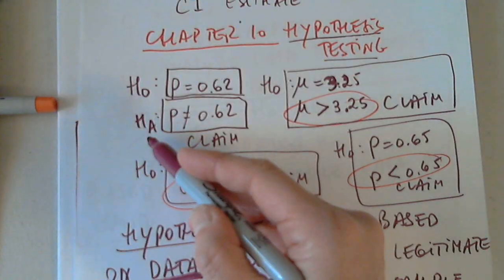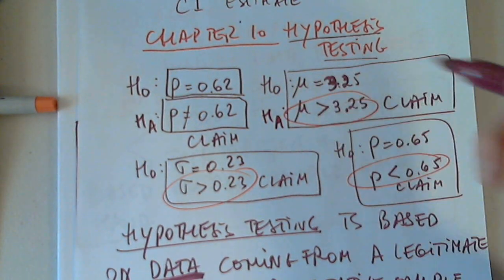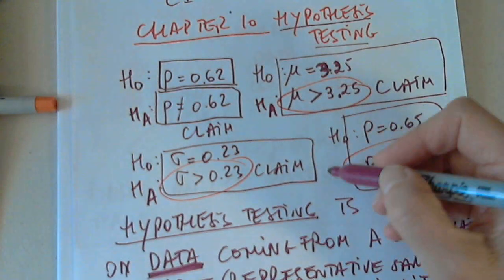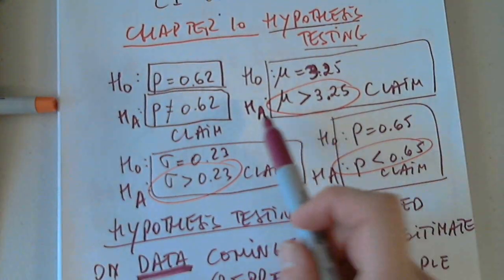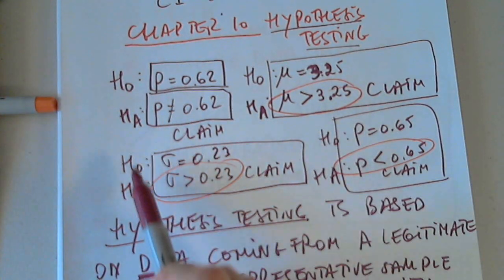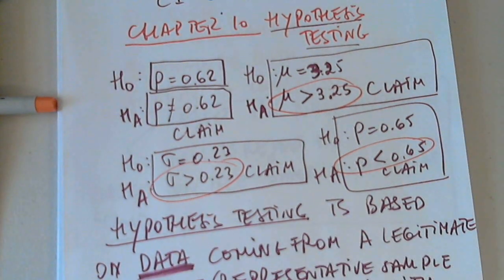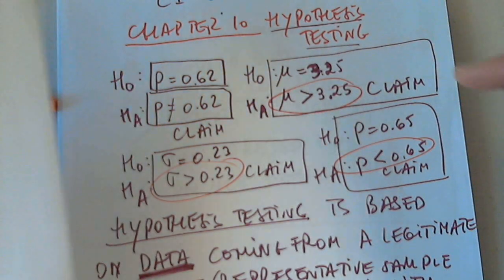Your book calls it H1. Call it the way you like. I prefer H alternative, H sub A. So this is what is called the alternative. This is our claim. We are analyzing the sample because we are trying to find evidence to support our claim.